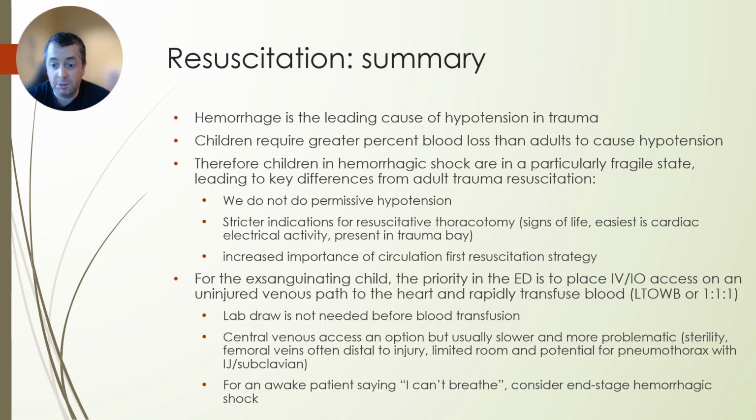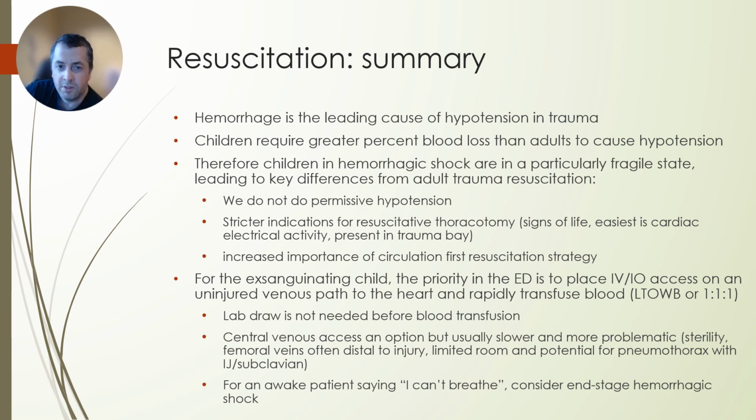Peripheral IV access can sometimes be challenging as the veins are relatively flat. My preference in that case is to have IOs placed. Central venous access is an option, but it's usually slower than getting IOs and has its own problems, including sterility, although that's less of a concern in the setting of exsanguinating hemorrhage. People that are shot in the chest and belly, usually the femoral veins are distal to that injury if you're concerned about an injury to the caval or iliac veins.